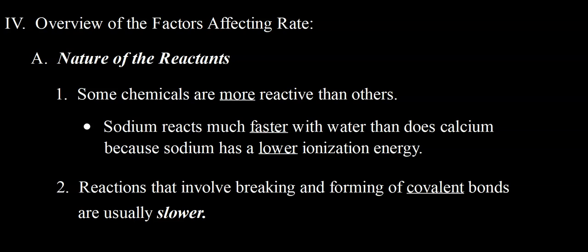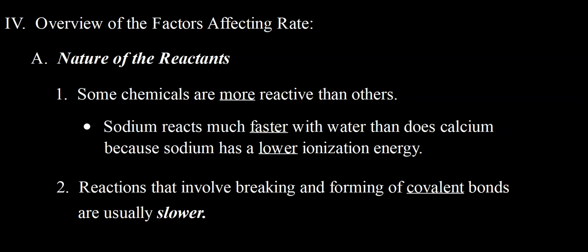We call it nature of the reactants. Some things, just because of their nature, because of their properties, react faster than others. This has to do with ionization energy for metals, especially electron affinity for nonmetals. An example would be sodium reacts much faster with water than does calcium. Both react with water, but the reaction between sodium and water is much, much faster than the reaction between calcium and water. Again, ionization energy for sodium is lower than for calcium, which makes sodium more reactive. And the more reactive the substance, the faster the reactions it undergoes.